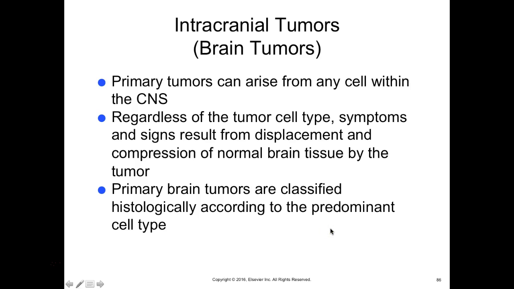Intracranial tumors or brain tumors. So tumors can be primary or secondary. Primary tumors arise from any cell within the central nervous system. Regardless of the tumor cell type, symptoms and signs result from displacement and compression of normal brain tissue by the tumor. Brain tumors are classified histologically according to the predominant cell type.